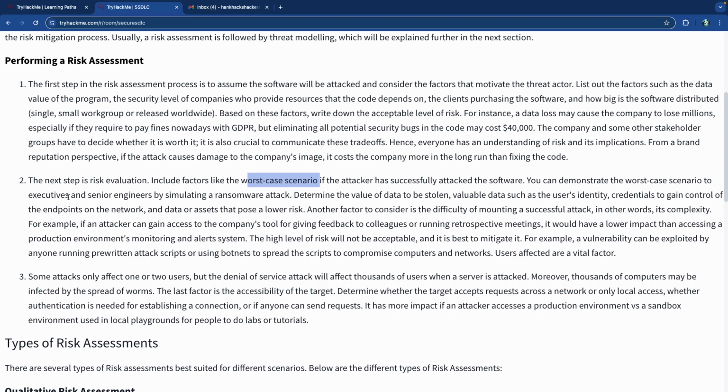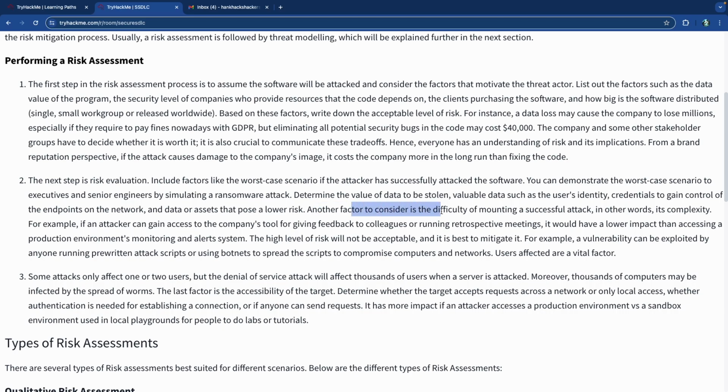And then you would do this by doing a ransomware attack. That could be one simulation that would give you an idea of what the worst case scenario is. And so what's the value of the data that's being stolen? The user's identity, credentials to gain control of endpoints on your network, or assets and data that pose lower risk, any of those things.